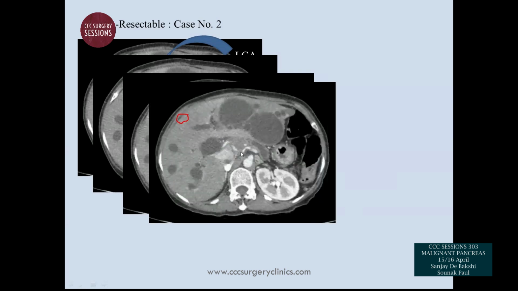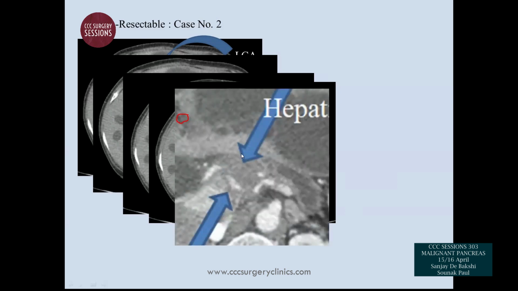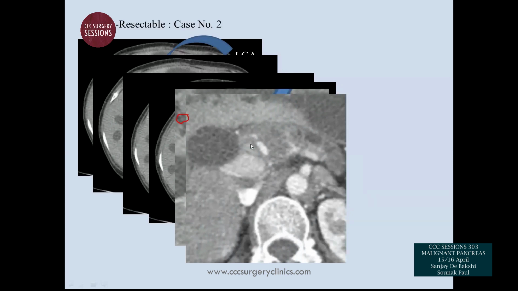And when we further go caudal, we can see there is tumor tissue on either side of the common hepatic artery. We will zoom this up for better clarification. This is the common hepatic artery, and there is hypoenhancing soft tissue on either side of this. Further down, when we go to the bifurcation level of the common hepatic artery, the right hepatic artery branches off and it is completely encased by the mass.